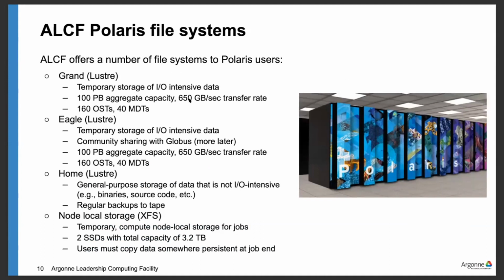ALCF file systems for Polaris specifically will cover what's available for you. There are the Grand and Eagle scratch file systems, which are Lustre based. These are for temporary storage of really I/O intensive data by your jobs. They both have 100 petabytes aggregate capacity and can do up to 650 gigabytes per second transfers. They both have 160 OSTs, so 160 distinct storage targets that you could stripe your data over, and also 40 MDTs, so there are 40 different devices managing metadata as well. That's true for both Grand and Eagle.